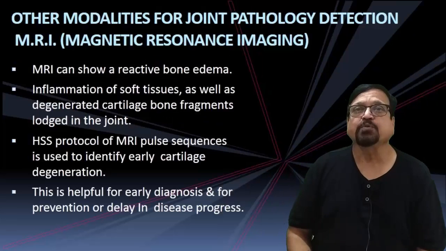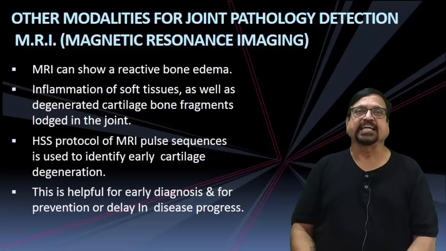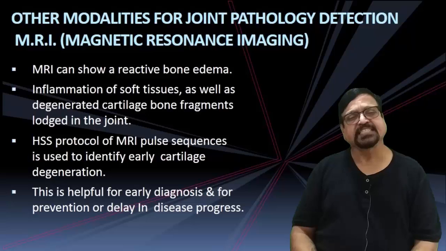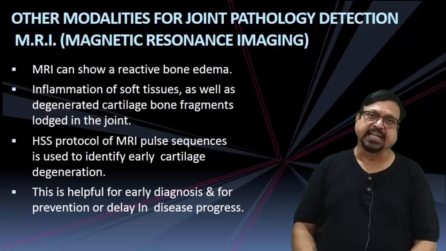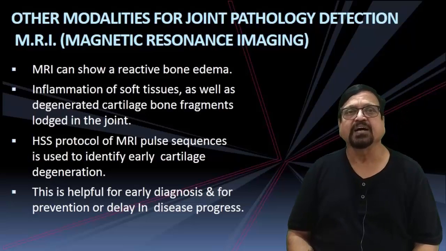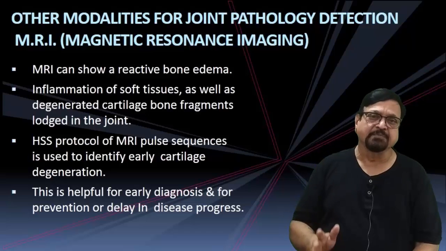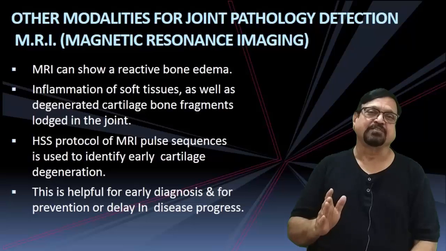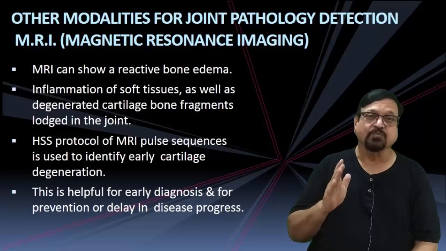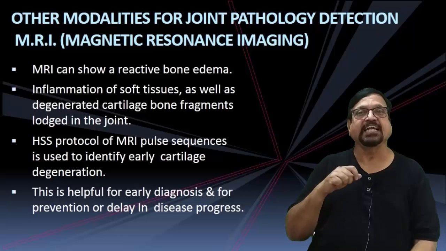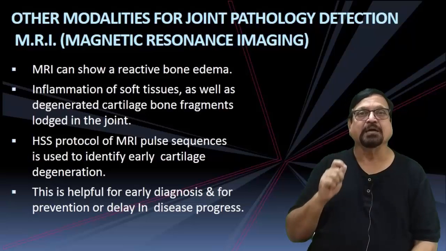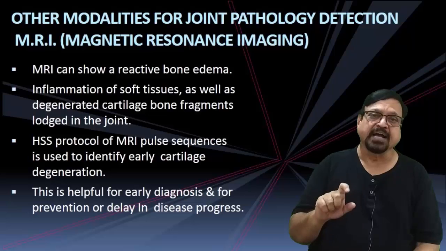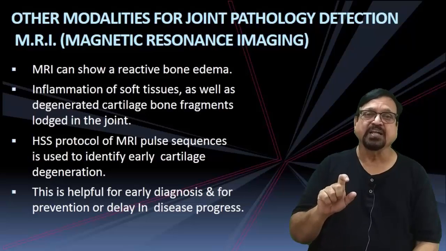Now, other modalities for joint pathology detection, that is MRI. We are going to see X-ray in more detail also. This is just a passing remark on when to apply MRI. But of course we say that first is the plain radiograph. According to the indication, we go for MRI. Now, which are these indications? MRI shows reactive bone edema better. So, bone marrow edema is better appreciated on MRI.